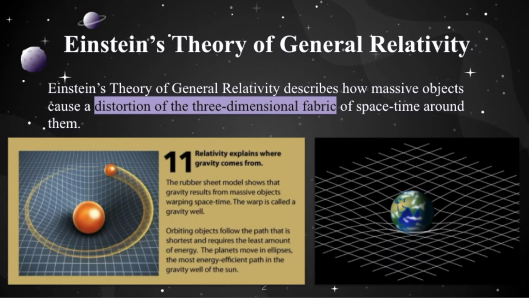So as we talked about before, Einstein's theory of general relativity describes how massive objects cause a distortion of space-time. So if you look at the image on the left, you can see that the smaller ball is pulled in by the bigger ball because the bigger ball distorts the fabric of space-time and it falls into that gravity well.